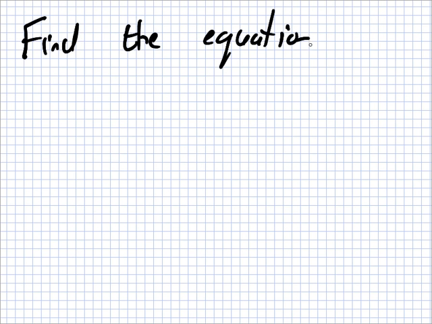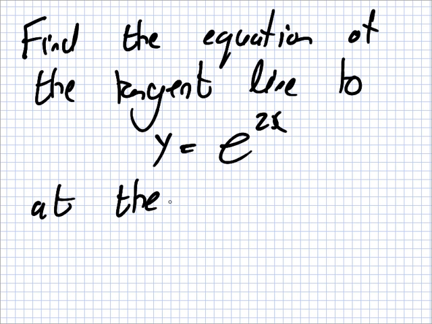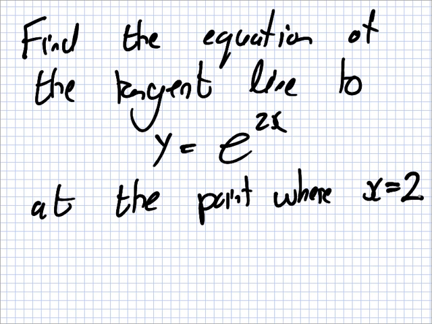Same thing again. Find the equation of the tangent line to y equals e to the 2x at the point where, let's say, x, what did I use in the last one? 1, wasn't it? So we'll just say x is 2 here. Okay, try this one now.